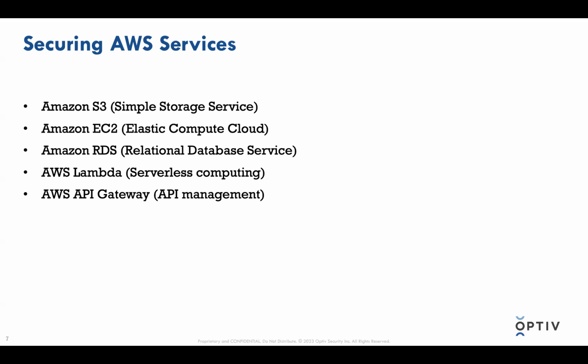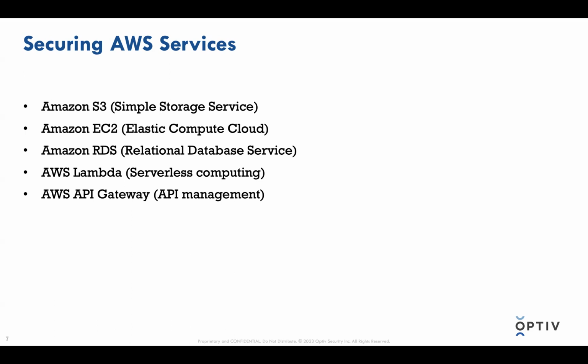Next, we have Amazon EC2, or Elastic Compute Cloud. EC2 offers a resizable compute capacity in the cloud, allowing you to quickly scale up or down based on the demand. Securing EC2 instances involves applying the principle of least privilege by configuring IAM roles and security groups.